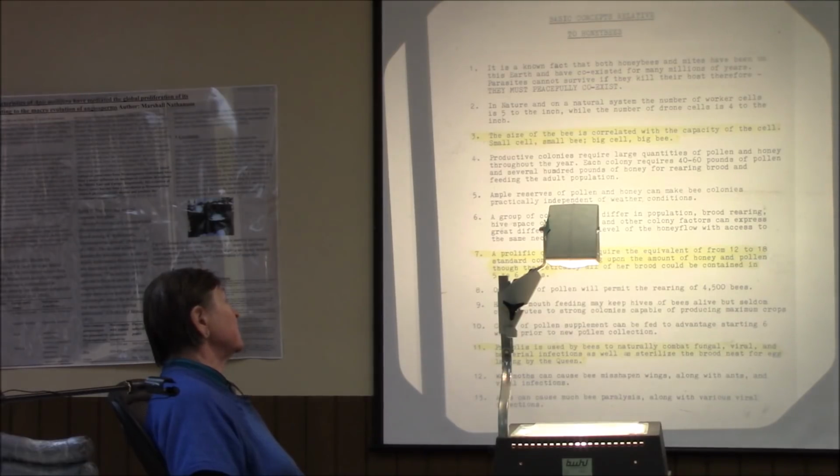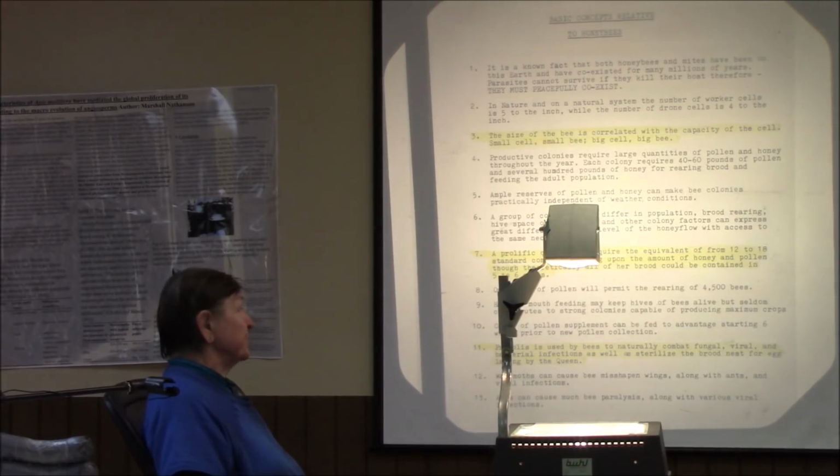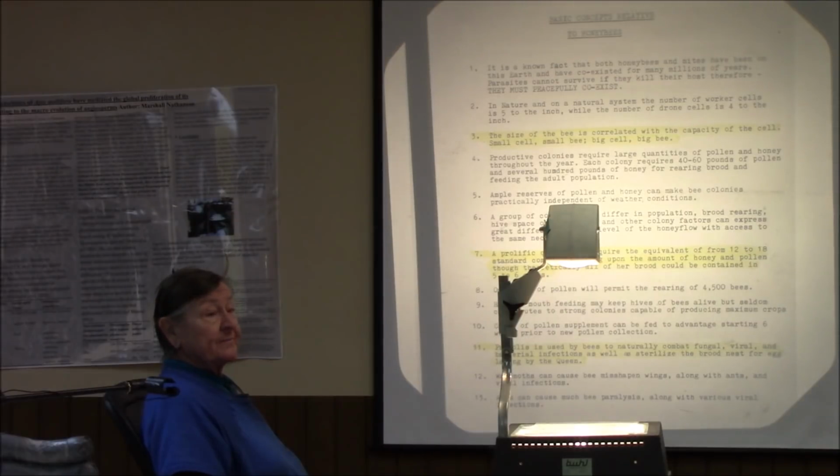Okay, productive colonies require large quantities of pollen and honey throughout the year. Each colony requires 40 to 60 pounds of pollen and several hundred pounds of honey for rearing brood and feeding the adult population. But where is that taught? Because anymore, as soon as you see it, they want to take it and feed the slop with the sugar syrup, the high fructose corn syrup, which has no vitamins, minerals, or nutrients for life going on.